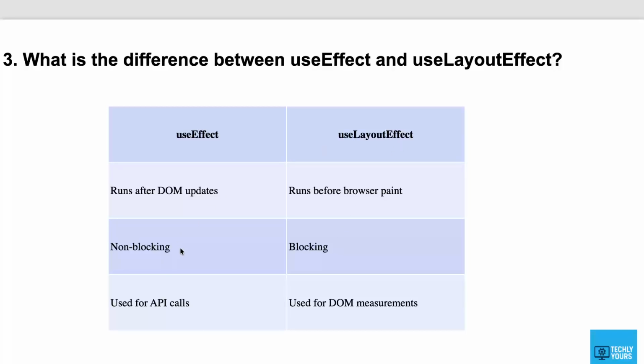But if we want it to be non-blocking and the user can see the UI at least, then we have to use useEffect. So basically useEffect is used for API calls, and whenever we want to make any UI changes according to the DOM measurements, we will be using useLayoutEffect.